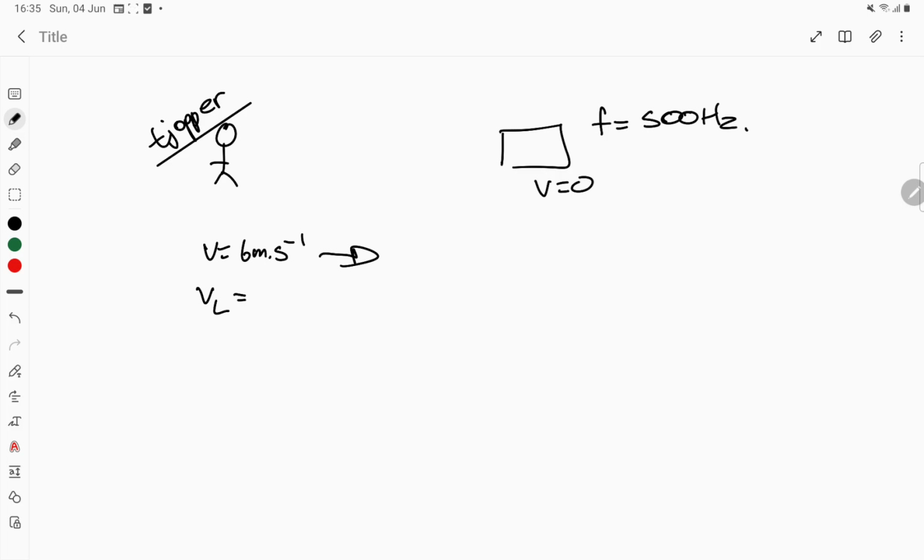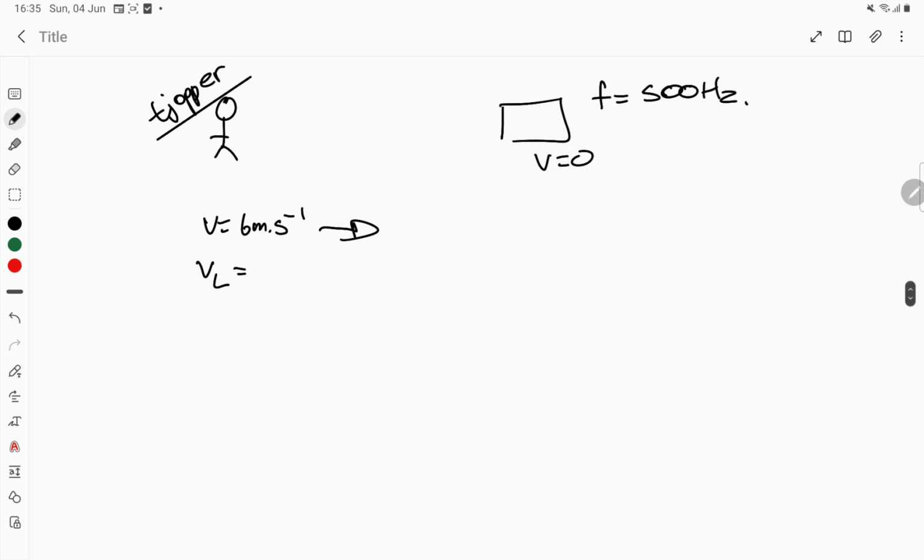It will be higher because they're moving towards each other. If they move away from each other, then it will be a lower frequency. So let's take a look.